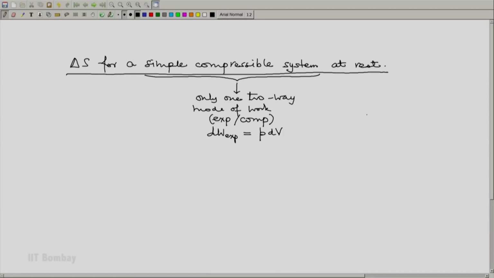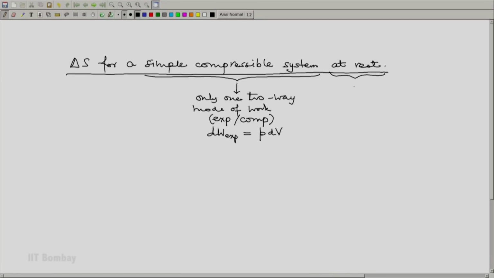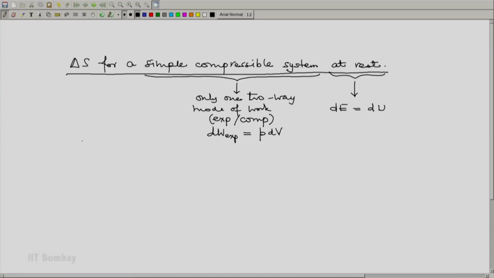PdV. At rest means there is going to be no change in the velocity or the position of our system. It is something like me sitting still at a desk, and this means that changes in energy would be changes only in the thermal energy, not in say kinetic energy, gravitational potential energy, and so on. Now for such a system, ds we have to calculate.